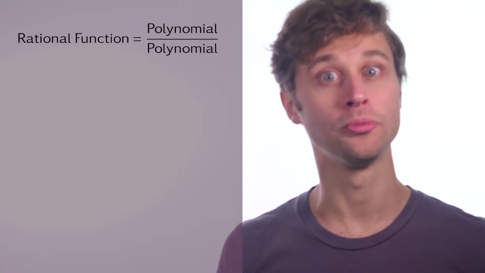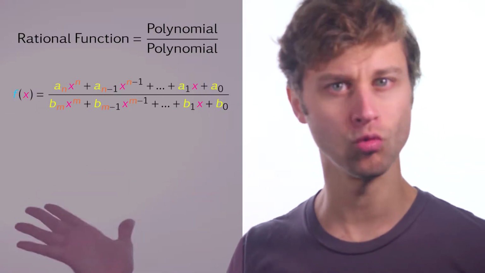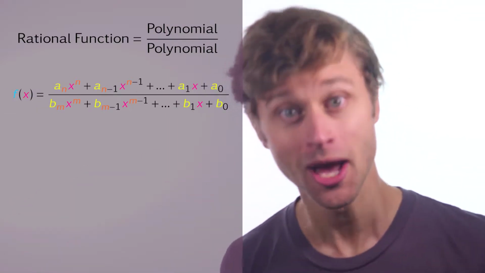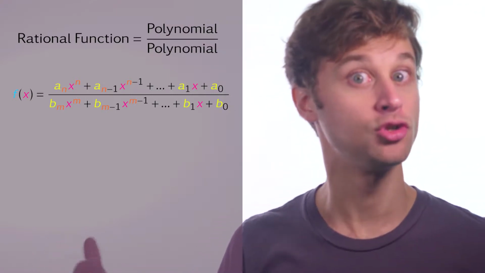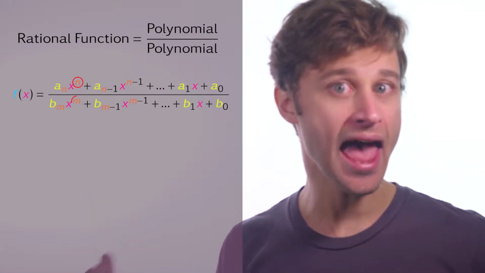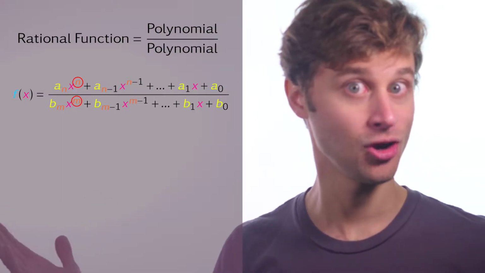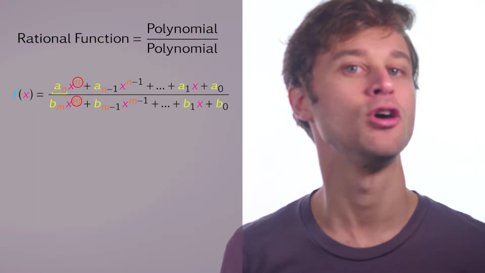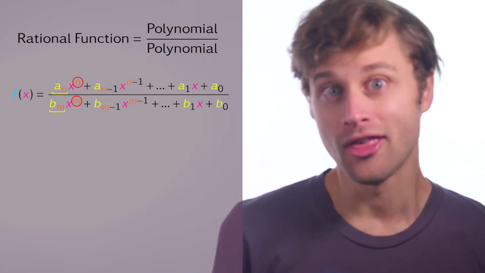Rational functions are the family of functions that are one polynomial divided by another polynomial. In the strictest sense, they look like this, which is a lot of notation, kind of like polynomials. But the thing to gather from this is one polynomial of degree n over another polynomial of degree m. The leading coefficient of the upper polynomial is a sub n, and the leading coefficient of the lower polynomial is b sub m. So it's not actually all that bad.